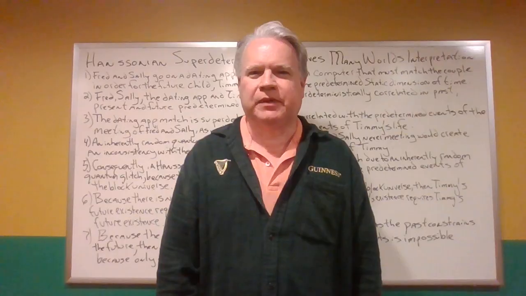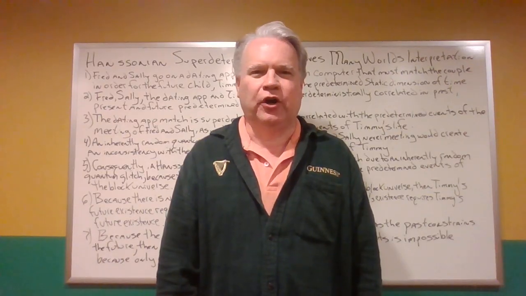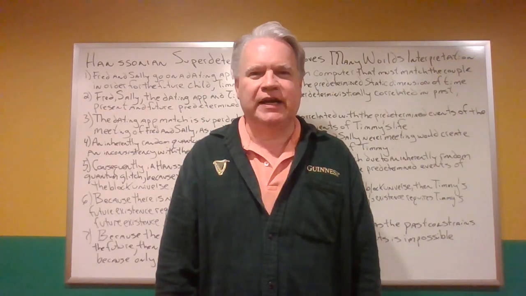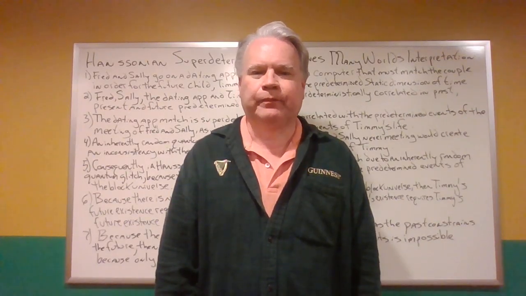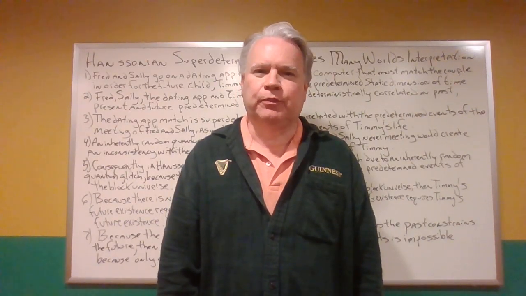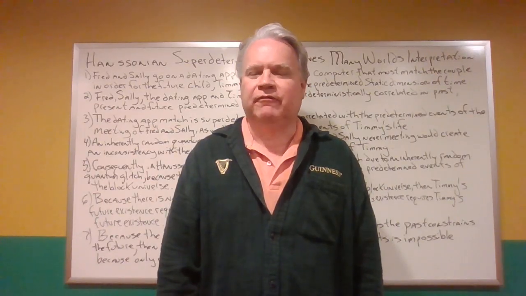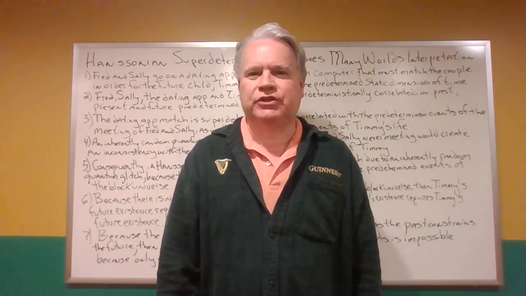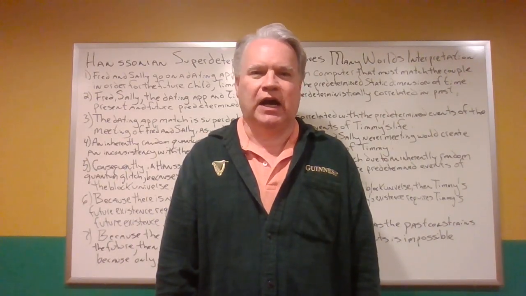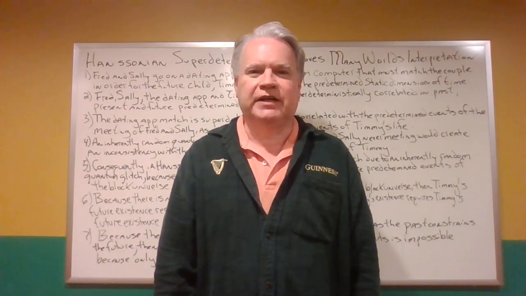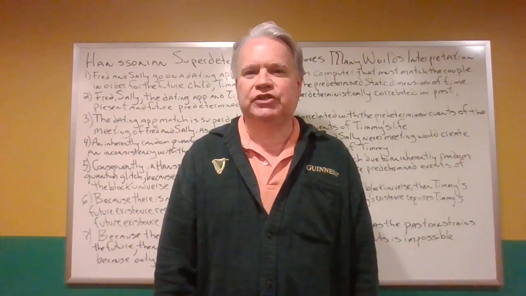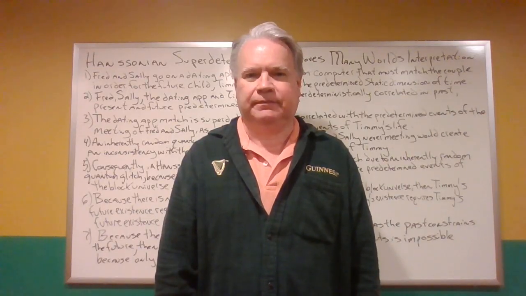Today's video, I'm going to explain how Hanssonian superdeterminism disproves the many worlds interpretation of quantum mechanics. When I speak of Hanssonian superdeterminism, I'm referring to a very unique specific class of superdeterminism proven by Swedish theoretical physicist Dr. Johan Hansson. You can find his proof in the peer-reviewed physics journal Physics Essays, Volume 33, Number 2, June of 2020, pages 216 to 218.